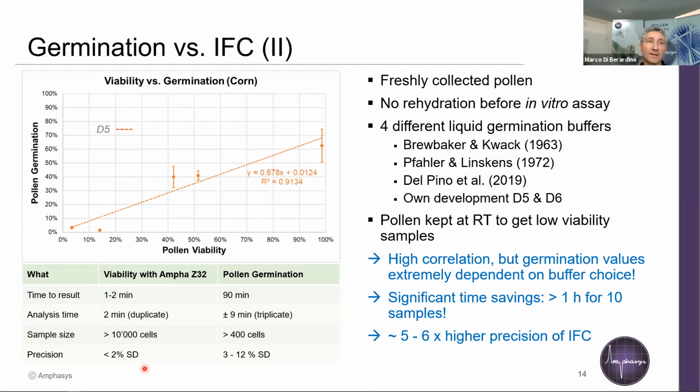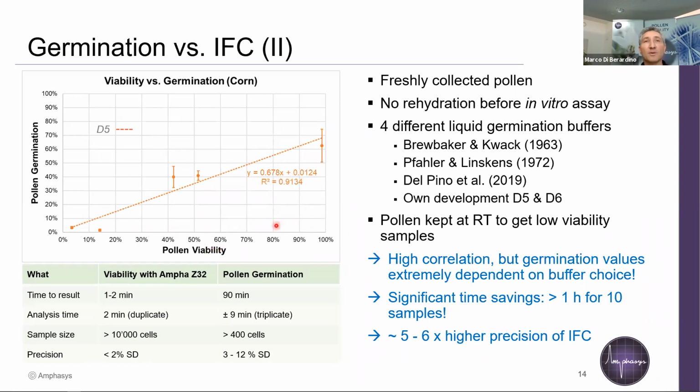And in fact, we had issues when we were using the buffers indicated in the literature. Only after our own development of buffers mentioned here, D5 and D6, we got pretty nice correlations and also quite a good ratio between pollen viability and pollen germination.